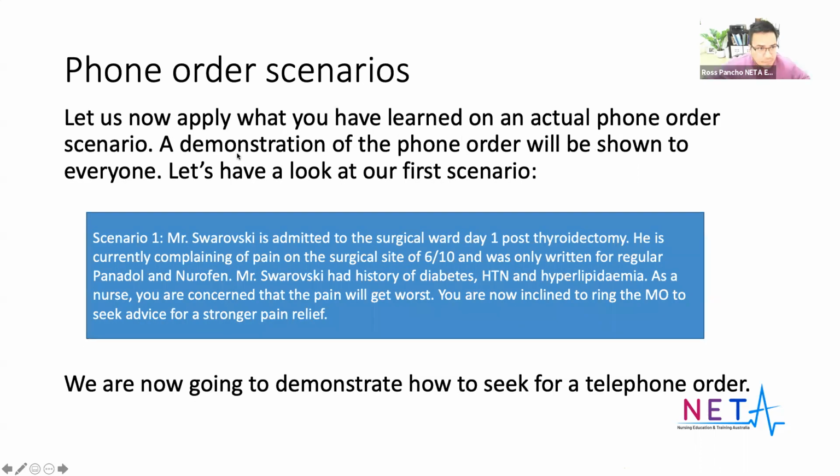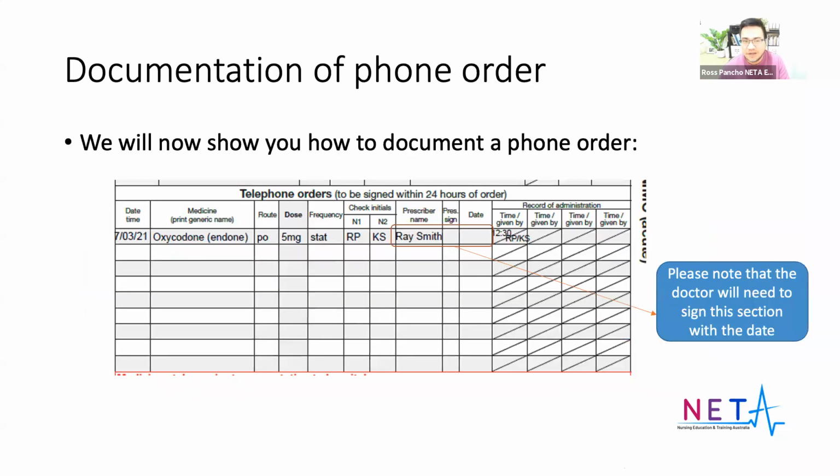All right, let's now apply a phone order. I'll read to you the scenario. Me and Chris will be the nurses, and who wants to be the doctor for me? I would assume we need a doctor. So our order is Endone, 5 milligrams stat dose per oral. Oxycodone Endone, Promote, per oral, 5 milligrams stat dose. Okay, and we'll guide you through with this one.